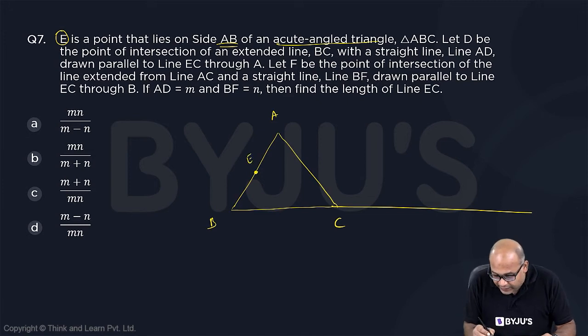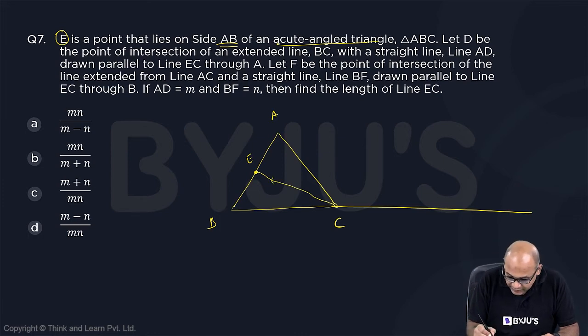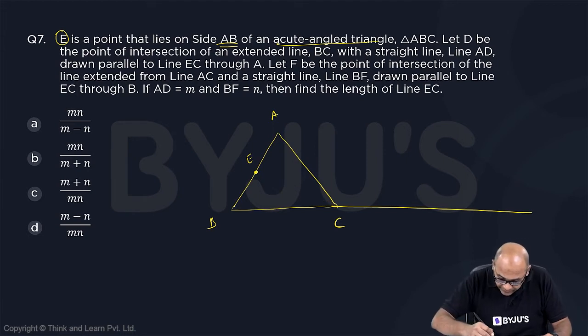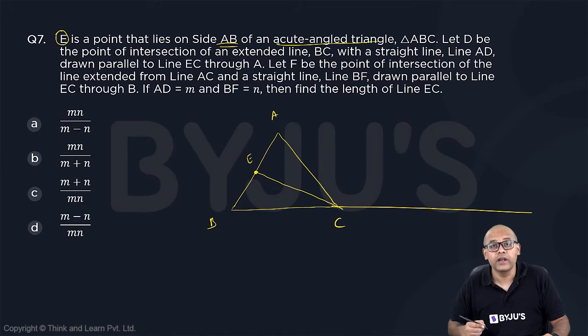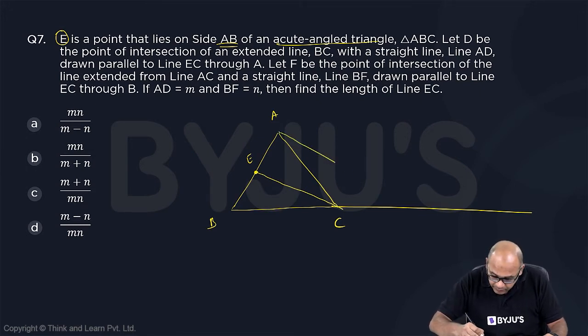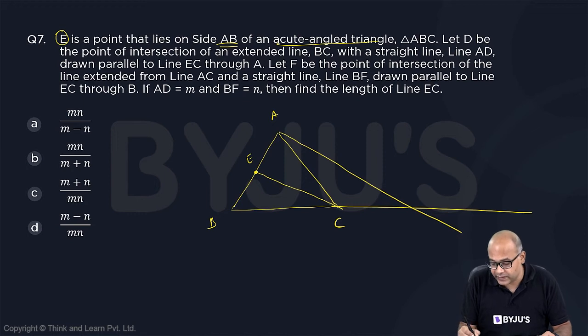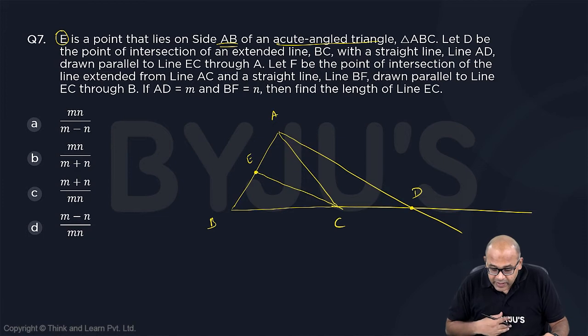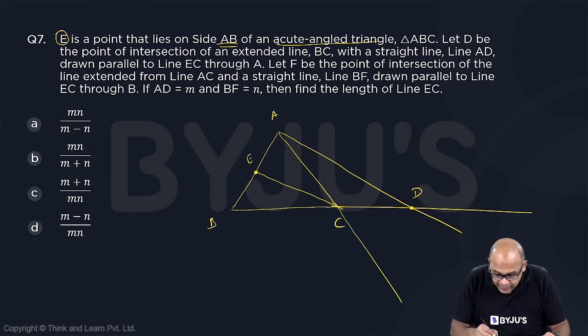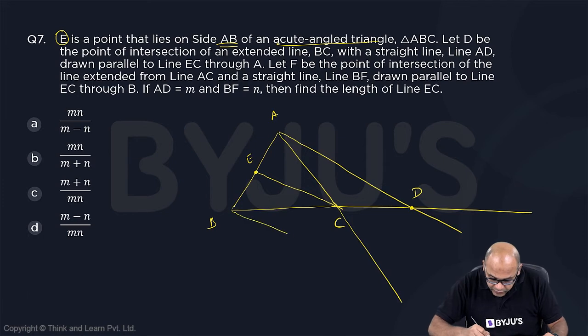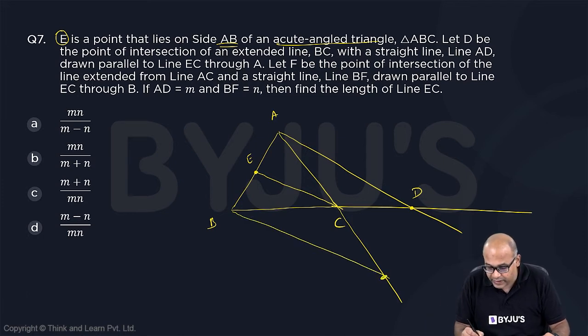So if I draw a line E to C, this should be a straight line. So assume that my straight lines are not so perfect. So let me just draw this. Right, so if I'm drawing a line E to C, now from A onwards, I have to draw a line which is parallel to EC. And this point where it is cutting, this point is called D. Similarly, they are saying, let F be the point of intersection of the line extended from line AC. So AC is extended, and you are drawing another line which is parallel to EC. And this point will be called F.